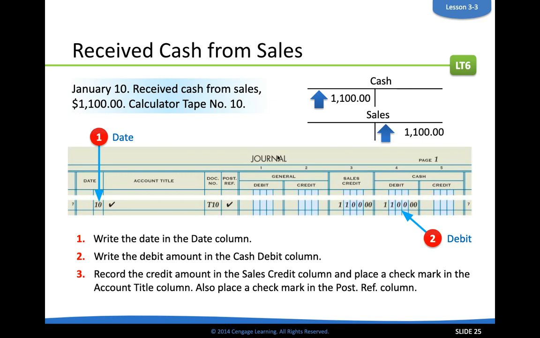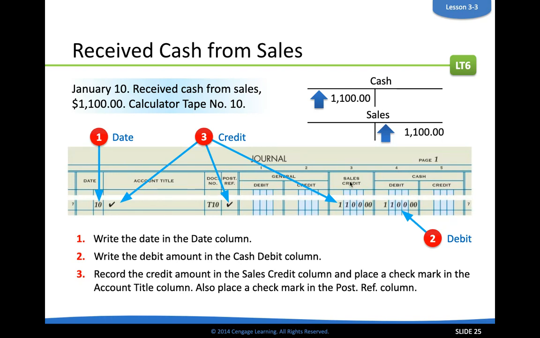However, this is a sale from cash. So we received cash from making a sale, and sales is also a column that we made here as well. So there is going to be no need to type anything in here. So all you're going to do is just put a check mark under the account title. On MindTap, there is a drop-down menu, and I'll show you that for the check mark. And then we are going to record our credit underneath the sales credit.